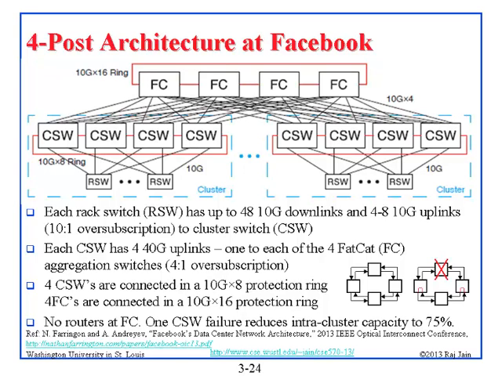So Facebook uses that. These 4 switches are connected in a 10G by 8 protection ring. So there are 8 fibers going like that. And the 4 FCs are connected in a 10G by 16 protection ring. There are 16 rings here. Now there are no routers so far, you see. Everything is switches. That is one good thing about this, that anything can move anywhere here. The second thing is, one CSW failure reduces intra-cluster capacity to 75%. So let's say this switch failed and 3/4 is still up. Right? So there is 75% right there.